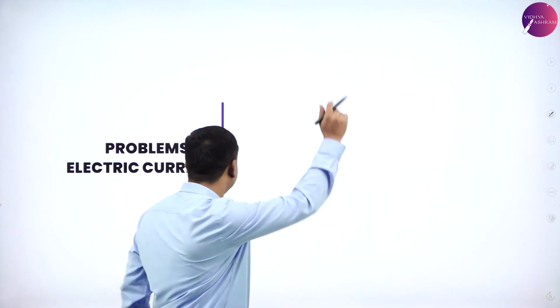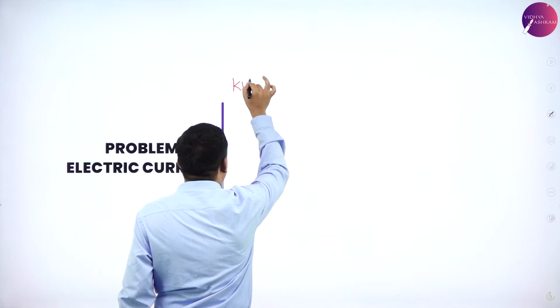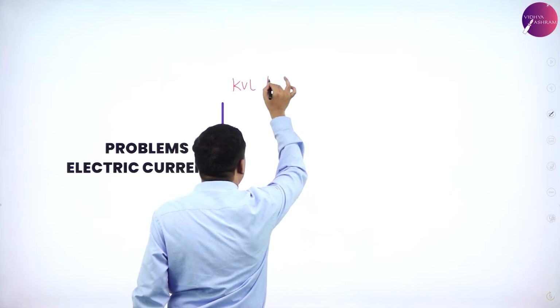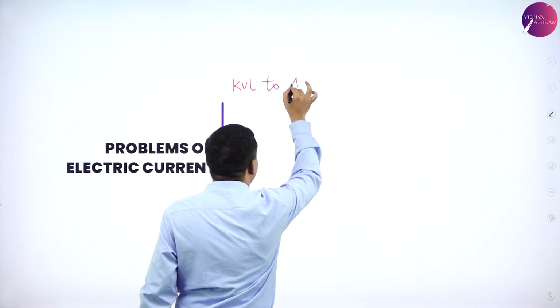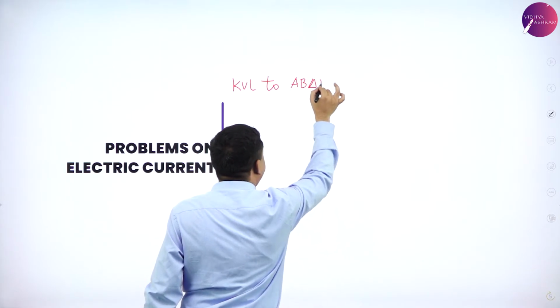So again I apply voltage law to the mesh A, B, D, A.